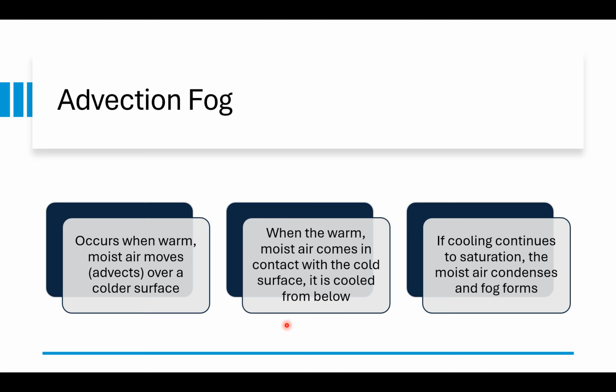Now when that warm, moist air comes in contact with the cooler surface, it is going to be cooled from below, and if the cooling continues to the saturation point, again, where the temperature and dew point are the same, we've got 100% relative humidity, the moist air is going to condense out and fog is going to form.